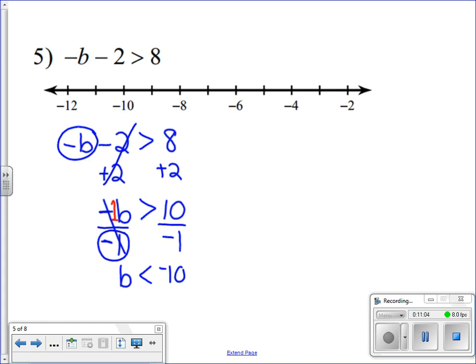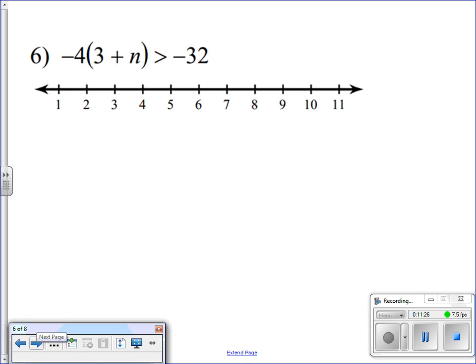Open circle or closed circle when I graph? It's going to be open because it is not including negative 10. I'm going to use my arrow here on the left because it's pointing in this direction, all the numbers that are less than negative 10. And then again, I highlight to show that it is all those numbers that are less than negative 10.